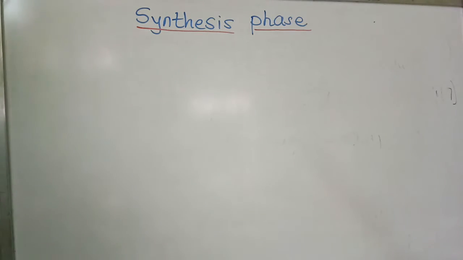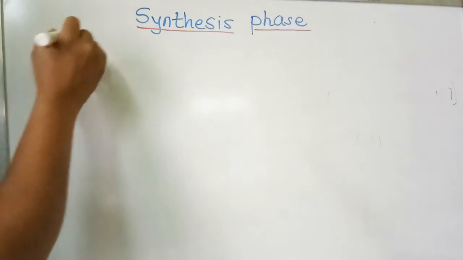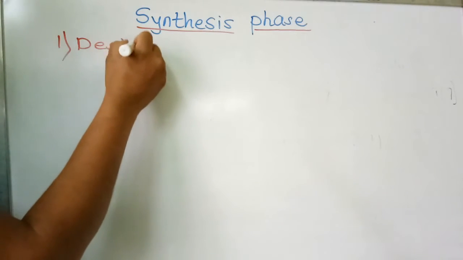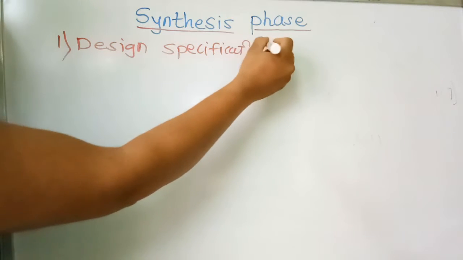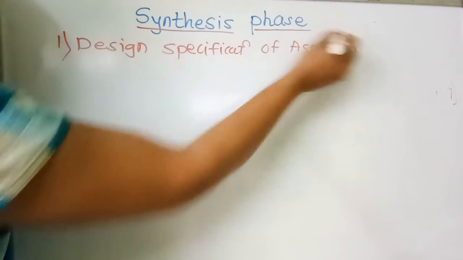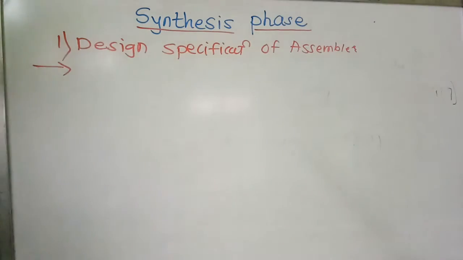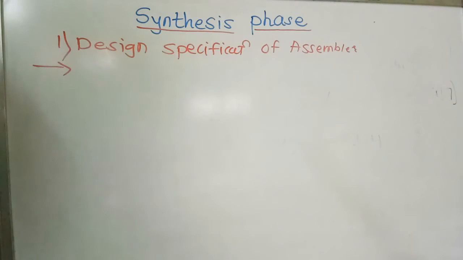And first, it will indicate the design specification of the assembler. Okay, what does it actually mean? First of all, which are the tasks performed under this step? First of all, it obtains the machine code, or the operation code corresponding to the mnemonics.